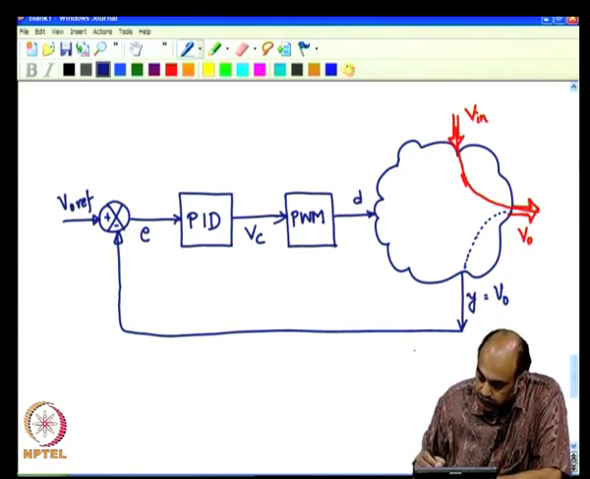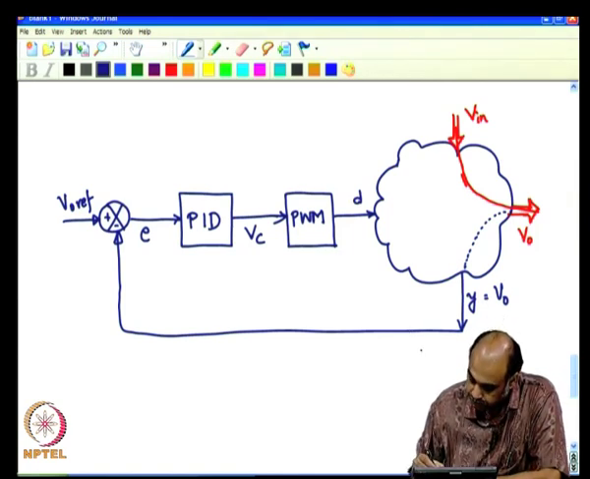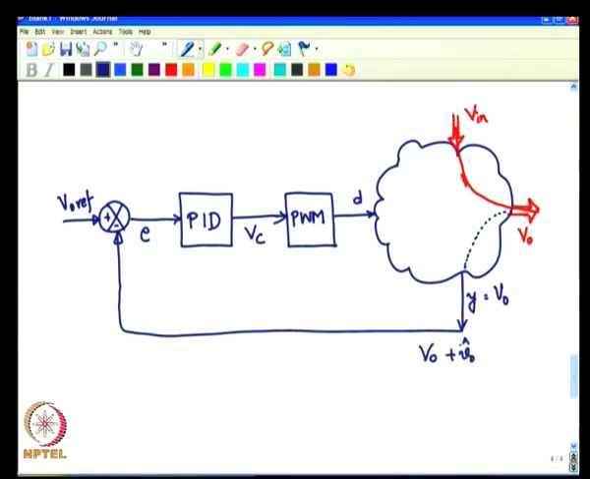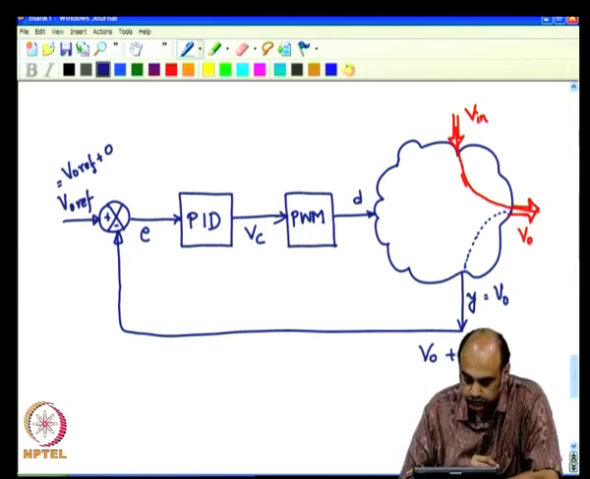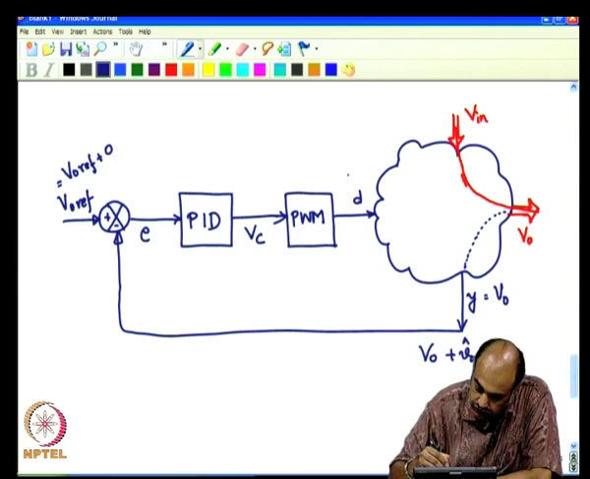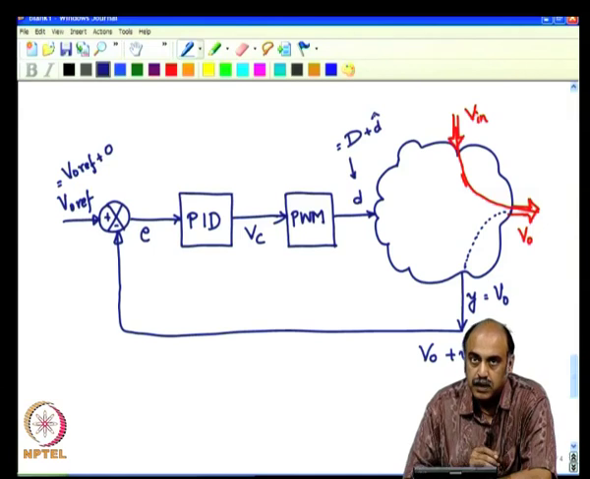But all the signals that you get here have two parts. So, let me say it is a steady state part plus a V naught hat. Now, this reference is something which is set by you. So, this has a steady state reference part plus small signal deviation, which is 0. So, the hat part is 0. Then here the D has a steady state D plus a D hat part.